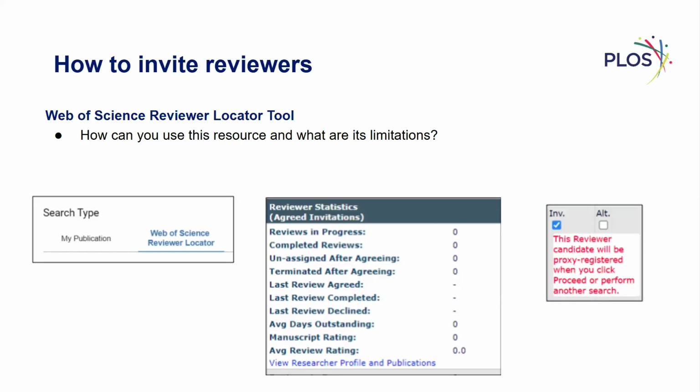Click on the View Researcher Profile and Publications, and a potential reviewer's Web of Science profile will open in a new window. Keep in mind that before inviting anyone, you still need to vet them for expertise match, appropriate seniority, and avoid any potential conflicts of interest. It's still just a suggestion list, so you will need to check their publications, but we encourage you to make more use of it.